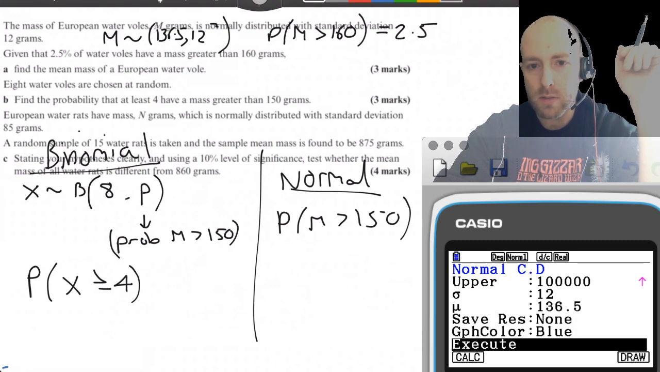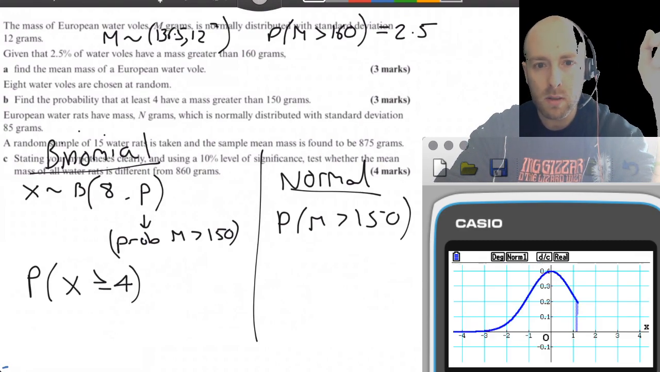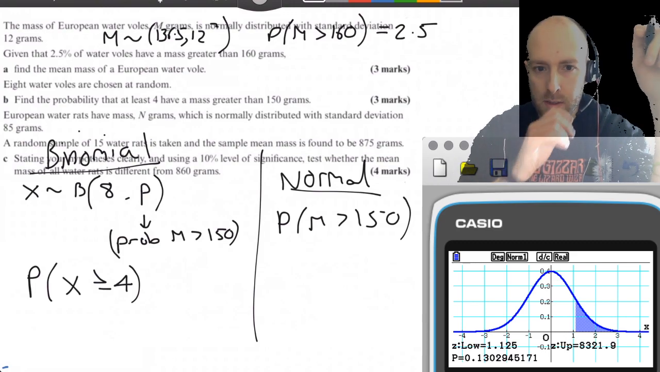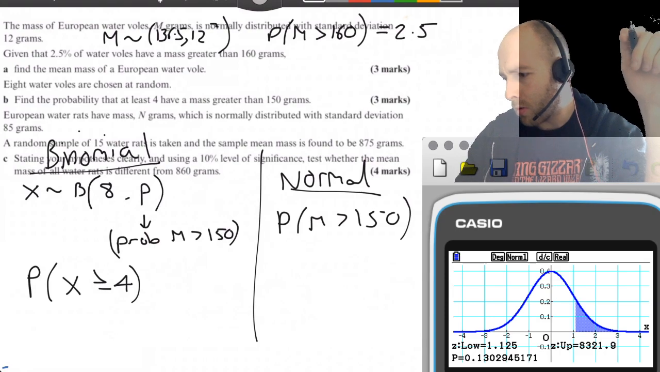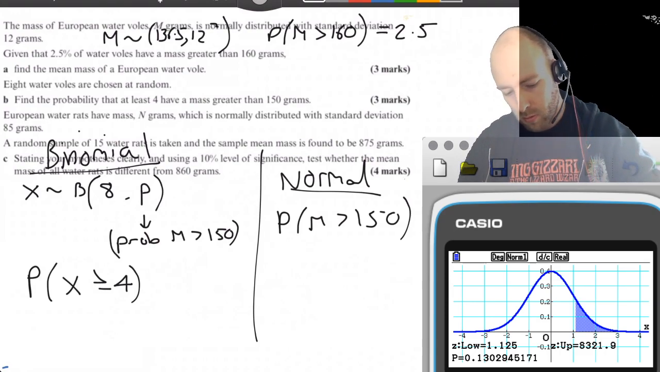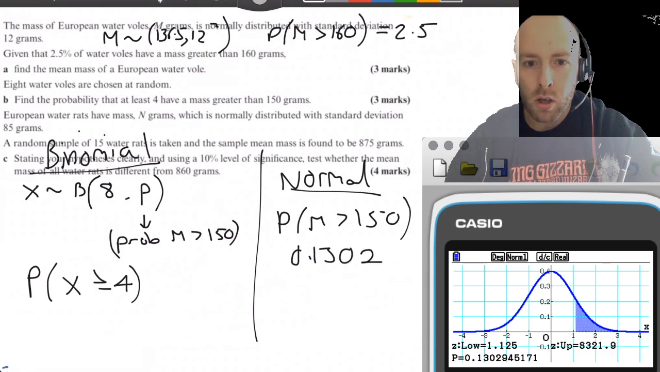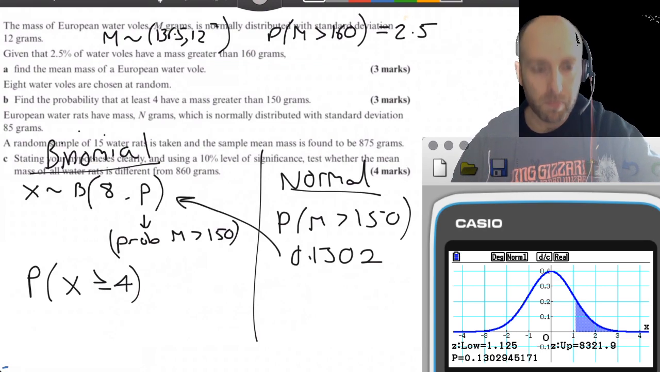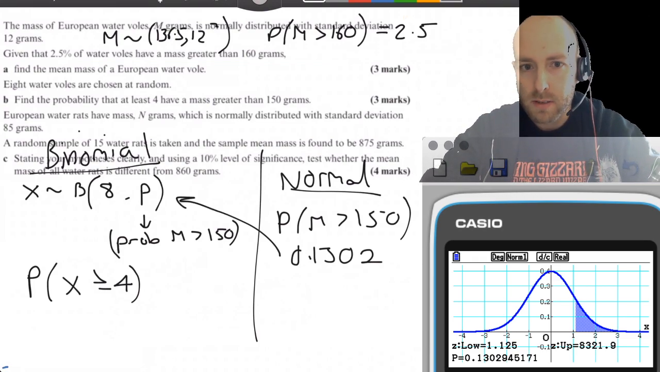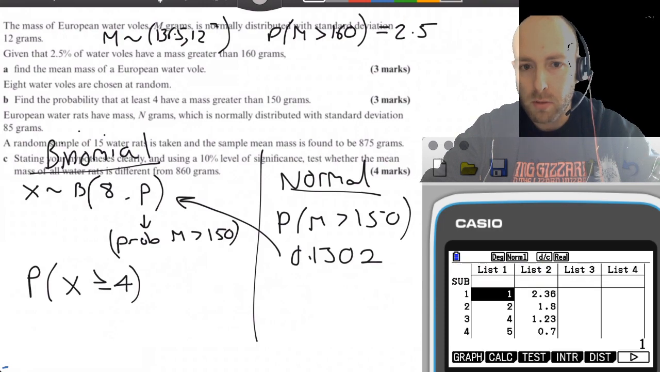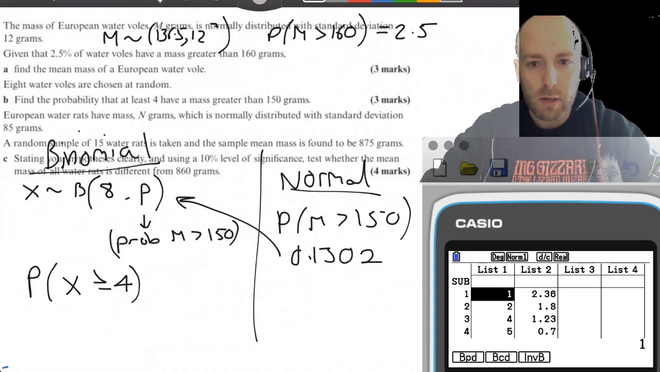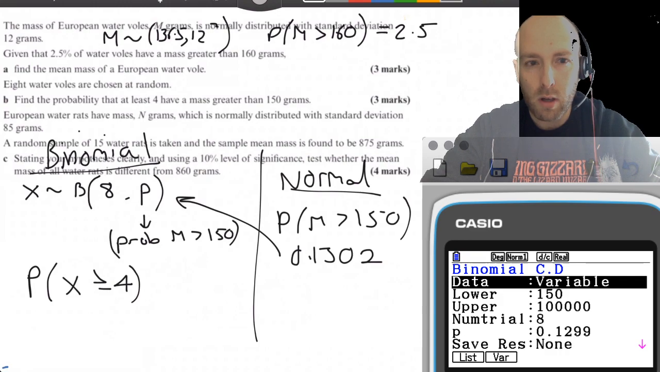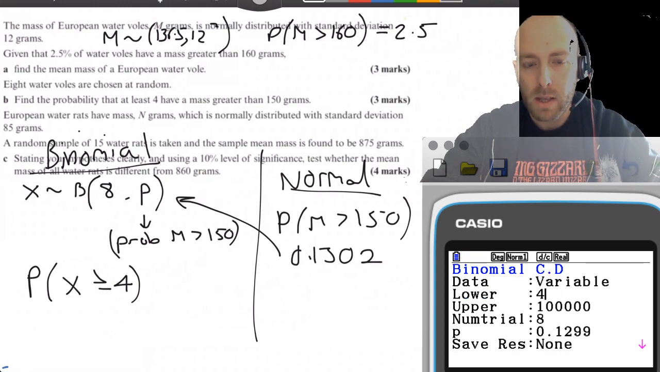So type it all in, do a nice little sketch if you've got the option, execute, and we get the probability is 0.1302. Cool. Okay, let's put that back in. This is going to be our probability over here for our binomial. So if we go out of this into a binomial distribution, binomial CD. We just want to do greater than, so it's going to be a cumulative with our lower as 4 and our upper as 8.